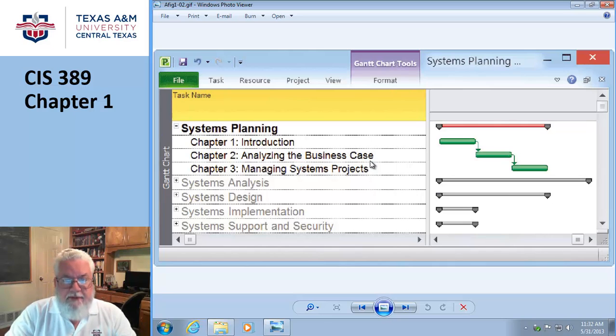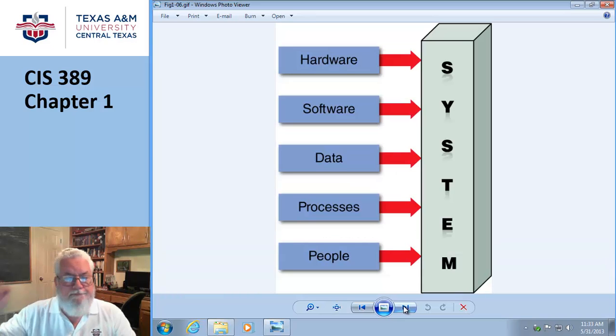So next, on page 6, going into page 7, they talk about the components of a system. I've got a little cool slide here. These are the components of the system: the hardware, the software, the data, the processes, and the people. Which of those do you think is the most important when it comes to making a business more efficient? What do you think?